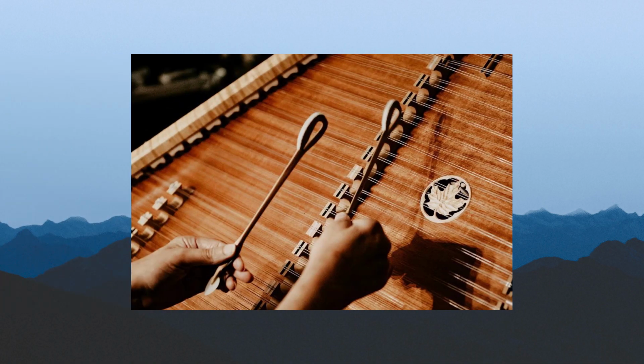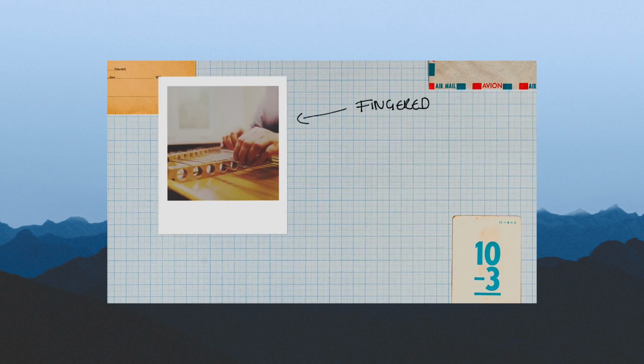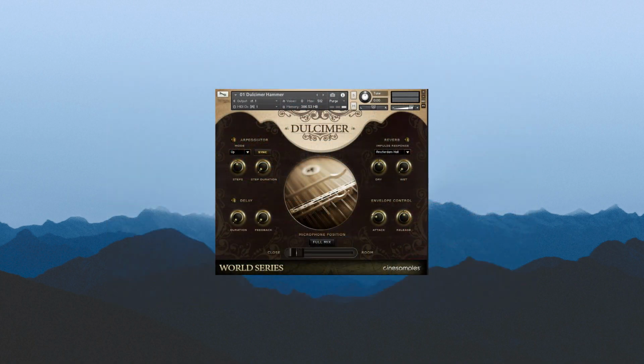As for instruments, I'm going for the trusty Dulcimer. I just absolutely love this instrument and it's especially perfect for that sea or space vibe. Spitfire Labs actually has a wonderful free Dulcimer. For this, I'm using the Dulcimer from Labs and one from Cinesamples.